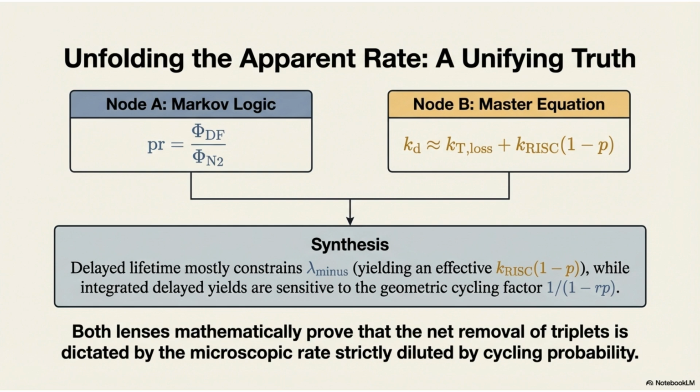By synthesizing the Markov logic and the master equation, we find a unifying truth. Both lenses prove that the net removal of triplets is dictated by the microscopic rate, which is strictly diluted by the cycling probability.